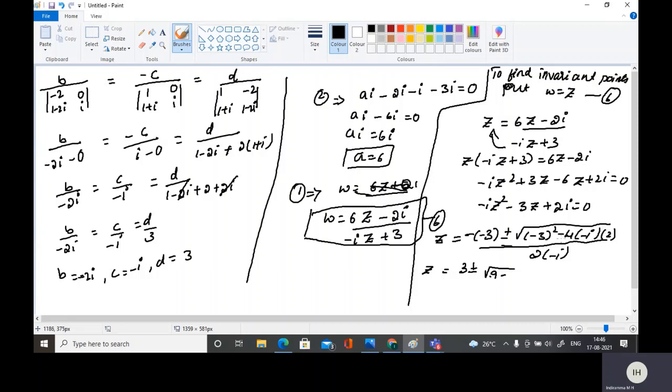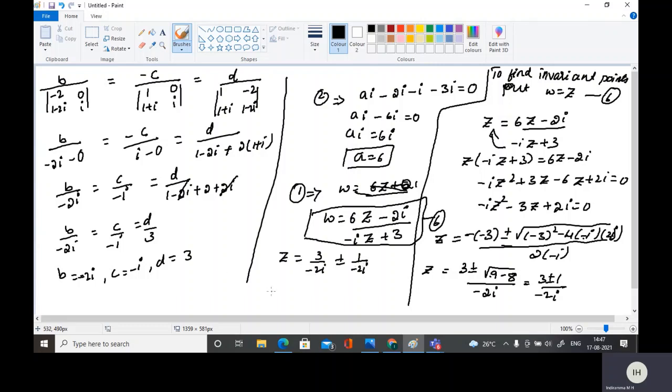Minus 4ac is 4 into (-i) into 2i, that is 8i², I square is minus 1, minus into minus is plus, minus into minus... so 8. 9 minus 8 by -2i, right? So that is 3 plus or minus root 1, 1 itself, by -2i. Or z is equal to 3 by -2i plus or minus 1 by -2i.